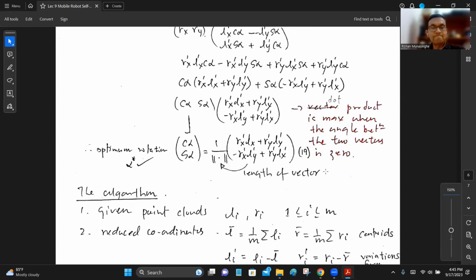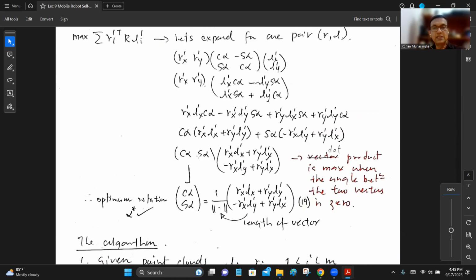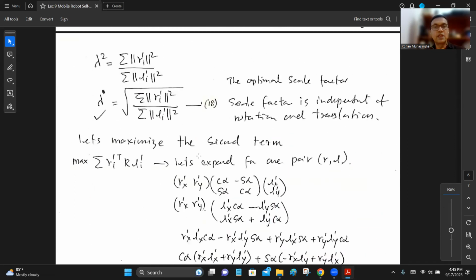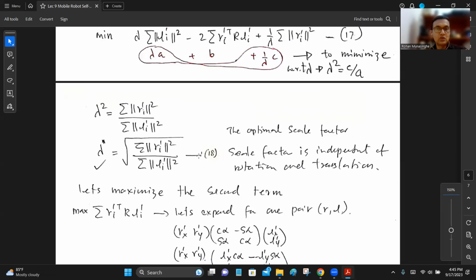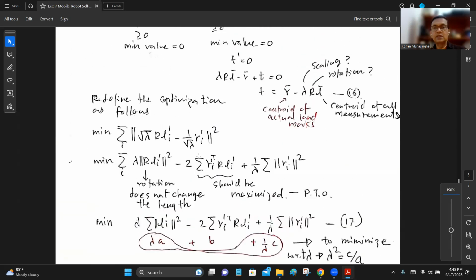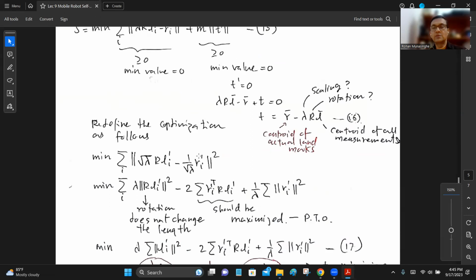Now, we can calculate alpha here. The moment you calculate alpha, you know the rotation matrix, you know R. Earlier, in equation 18, we calculated lambda. So when you know R and lambda, you can use equation number 16 to calculate T.